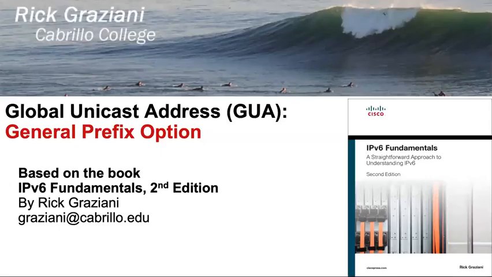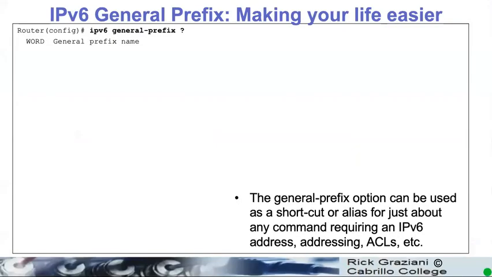Hi, in this video, we're going to finish up global unicast addresses with something kind of short, but kind of cool, called the general prefix option. This is really specific to Cisco IOS. A general prefix option is kind of a shortcut. It's an alias for just about any command requiring an IPv6 address. You can do access control lists, address assignments, all kinds of stuff. Let me show you how it works.